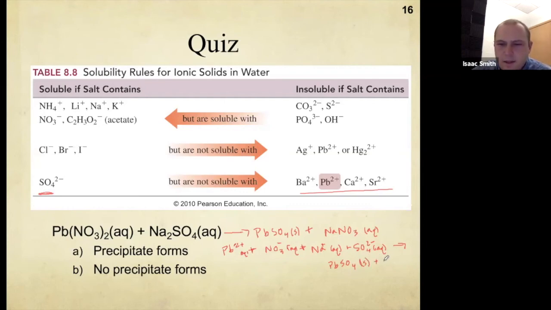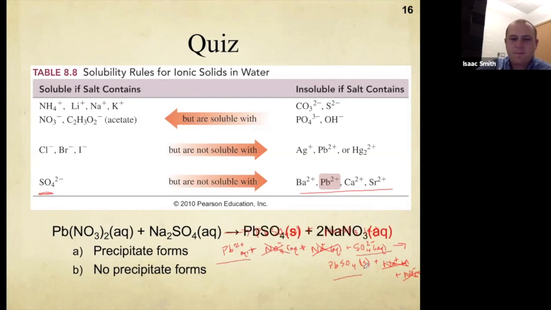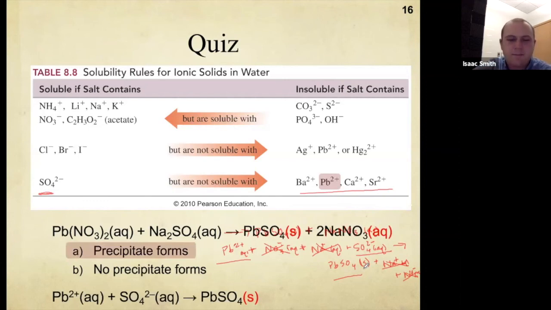And then we have sodium nitrate, which, sodium again, is aqueous. And we also have nitrate, which is aqueous. If we look at ions that are common on both the left and the right, sodium is the same on the left and the right, and nitrate is the same as well. So we should have lead plus sulfate gives us lead sulfate. So this was the complete ionic equation, which helps us figure out the net ionic equation.